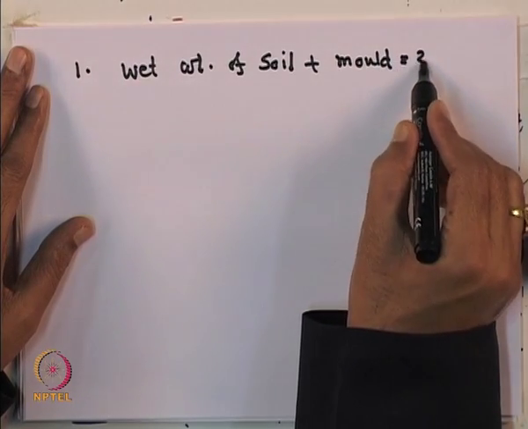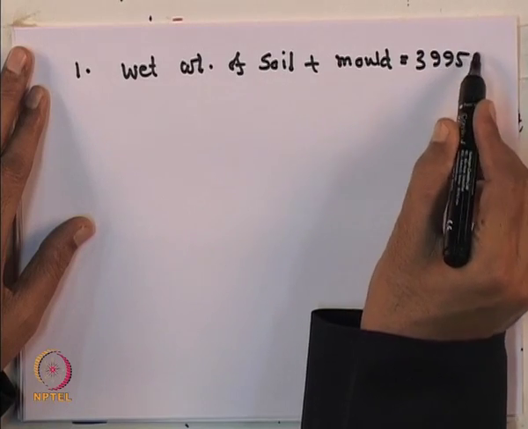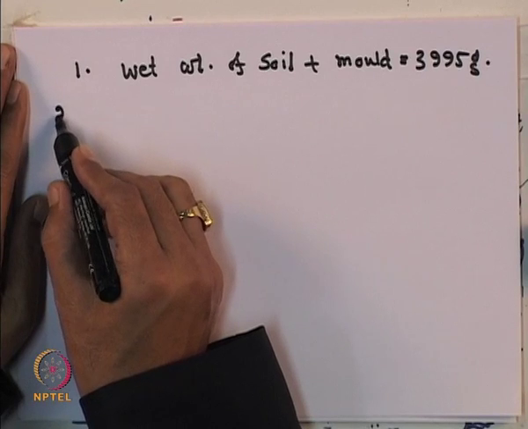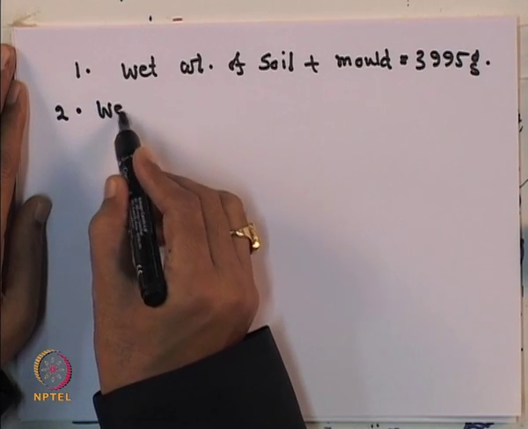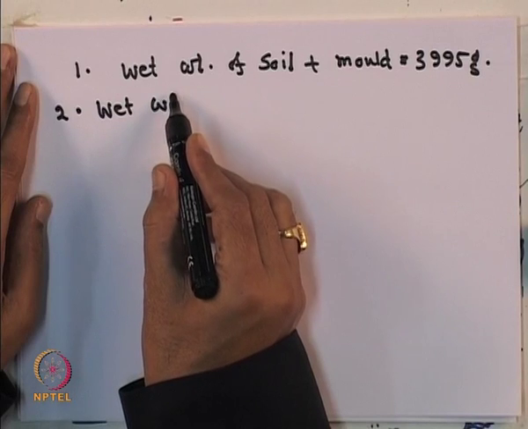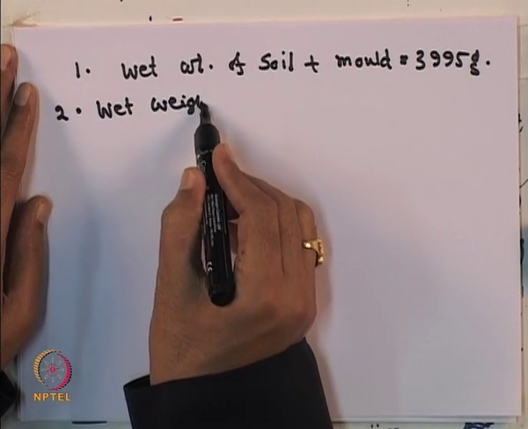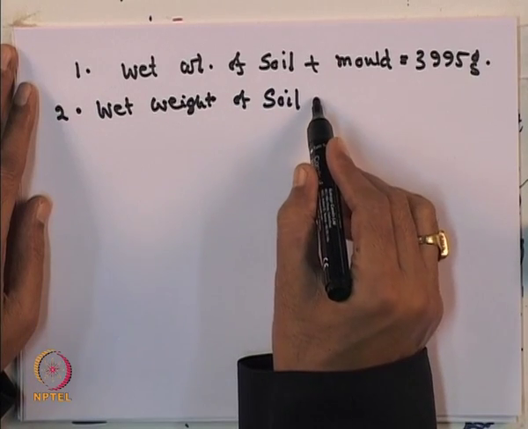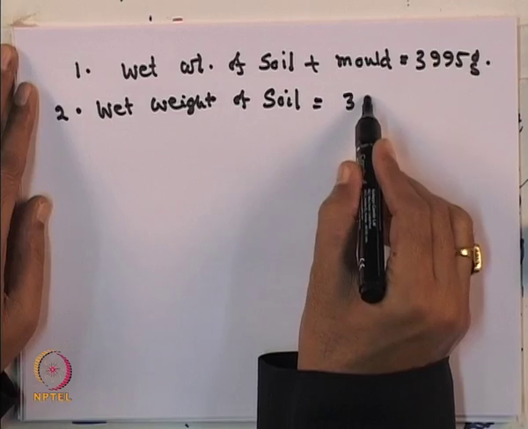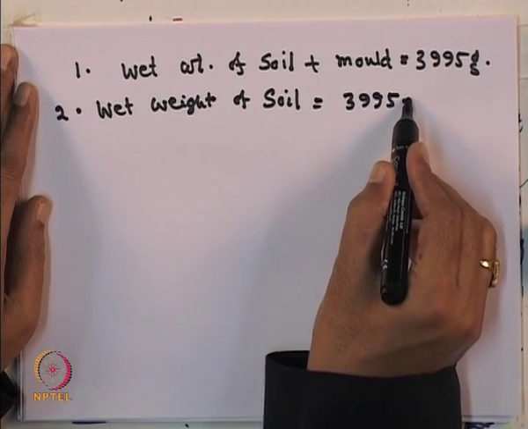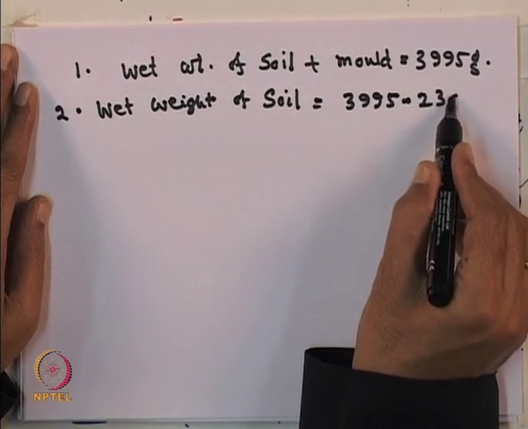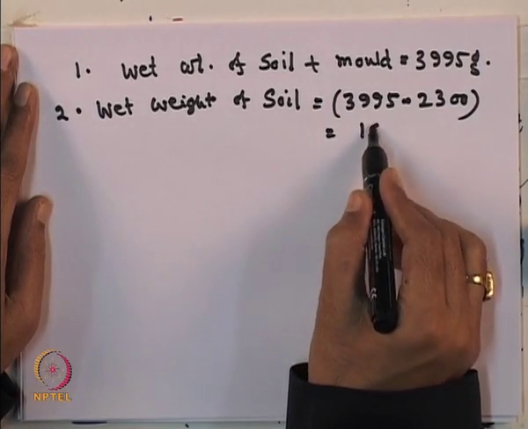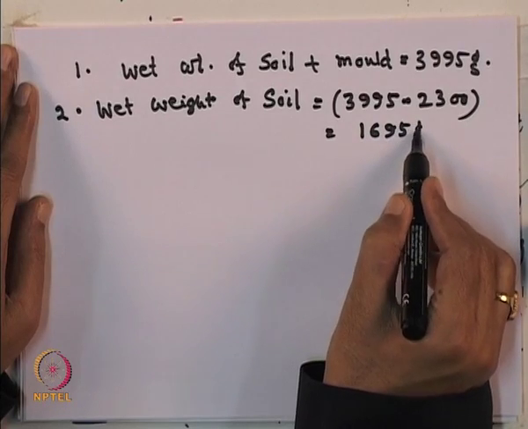Say this is 3995 gram. Second, you take that, what will be the weight of soil. This is 3995 minus 2300. So, this will give about 1695 gram.